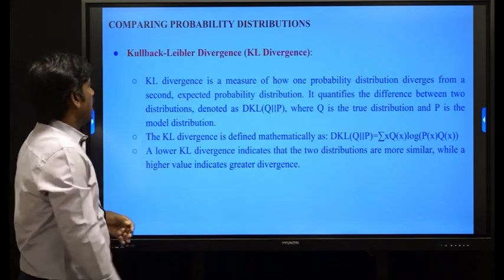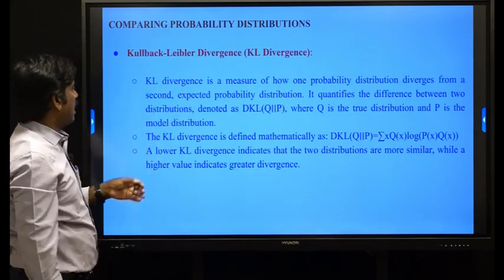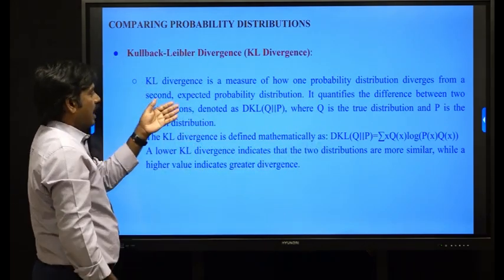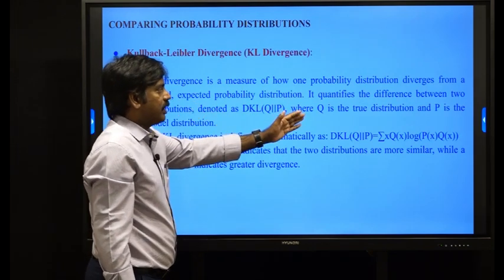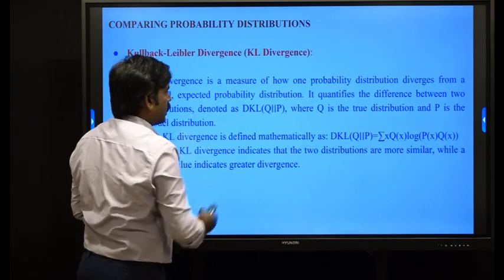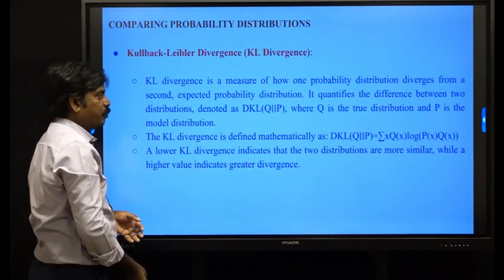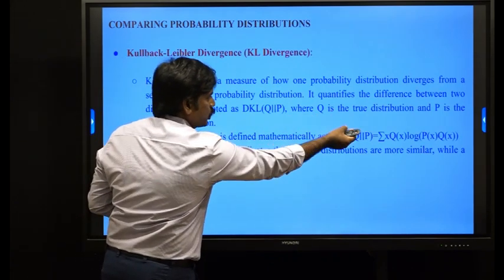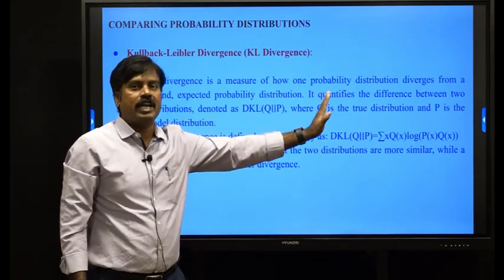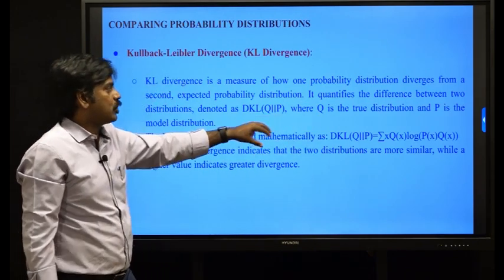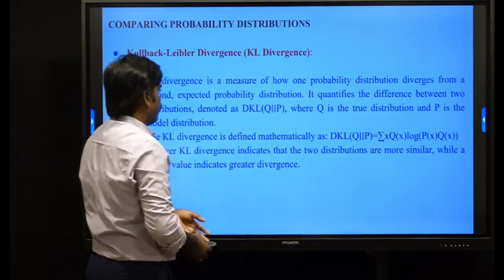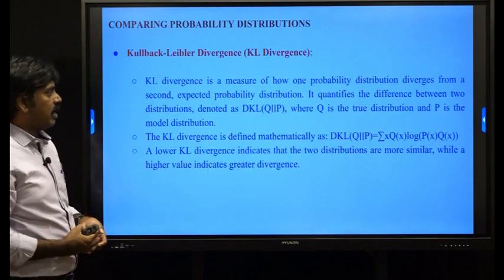The Kullback-Leibler divergence, KL divergence, is a measure of how a probability distribution diverges from a second expected probability distribution. It quantifies the difference between two distributions. It is denoted D_KL, where Q is the true distribution and P is the model distribution. Q is the empirical distribution and P is the generative distribution, or Q is the actual distribution and P is the model generated distribution. We compare Q and P with KL divergence or cross entropy.